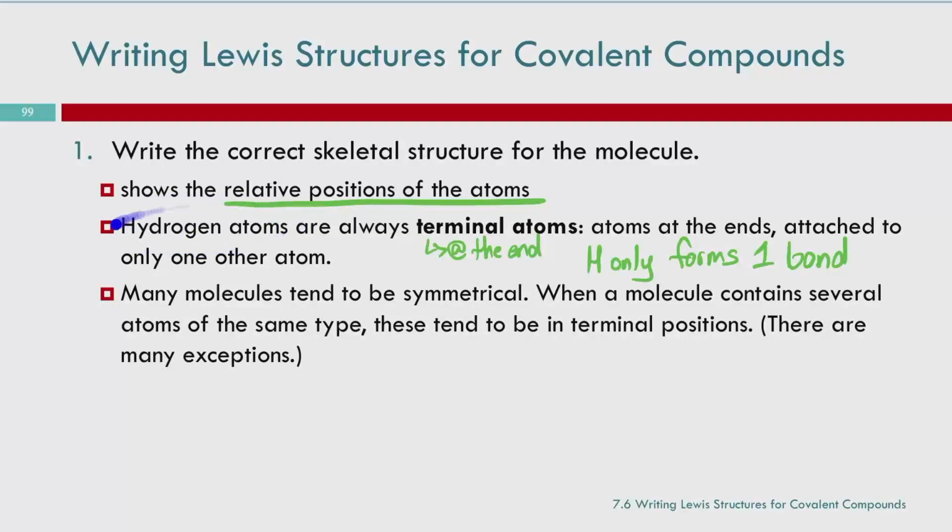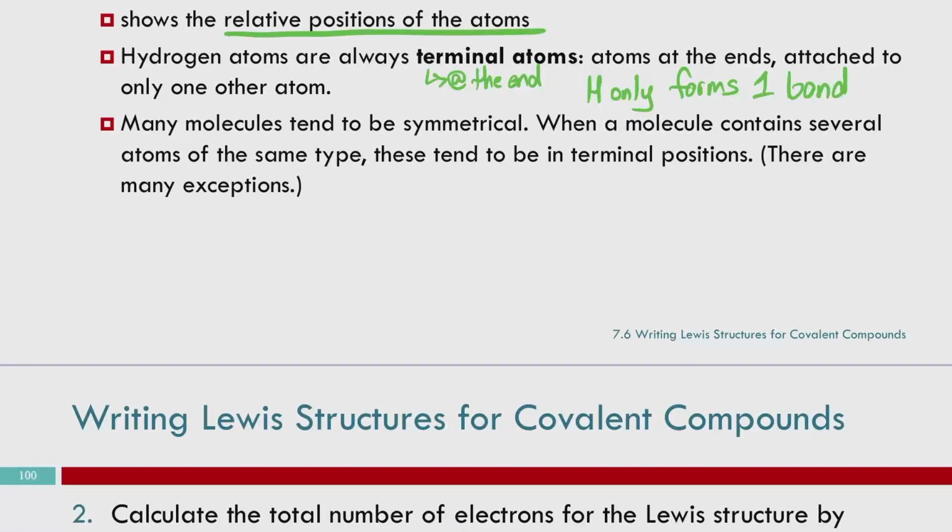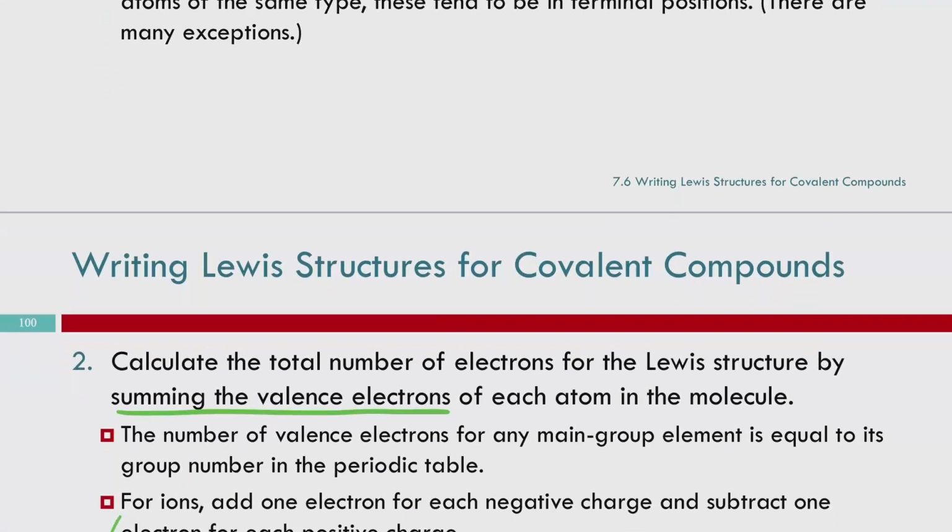Our hydrogen atoms are always going to be at the end because they can form only one bond, and so you can't put them between two things because that would require two bonds. So they're always going to be out on the outside, on the periphery. They're going to be terminal. They're going to be endpoints. A lot of the time our molecules tend to be symmetrical, meaning if you put a mirror down different lines, you flip the top and the bottom, the right and the left, it should look the same. Not all the time, but a lot of the time.